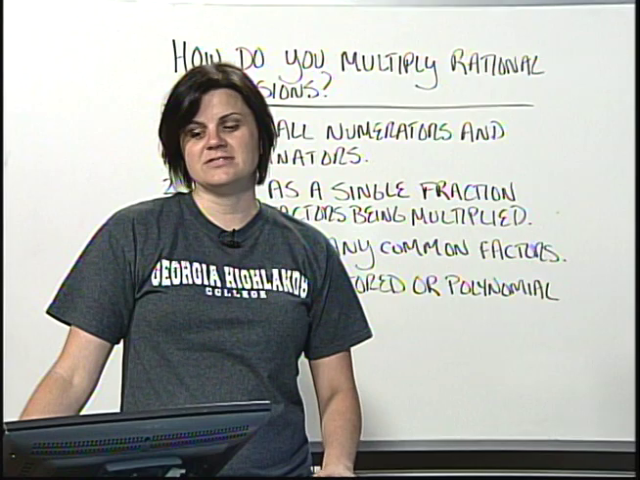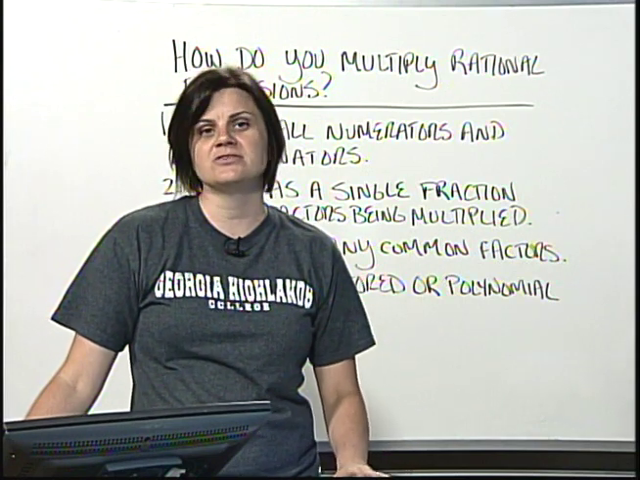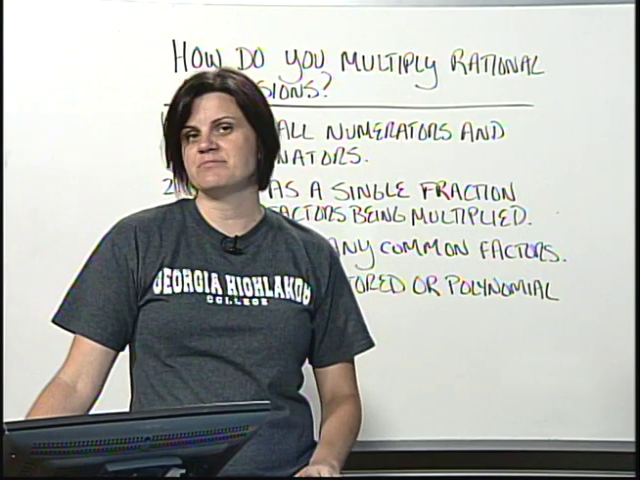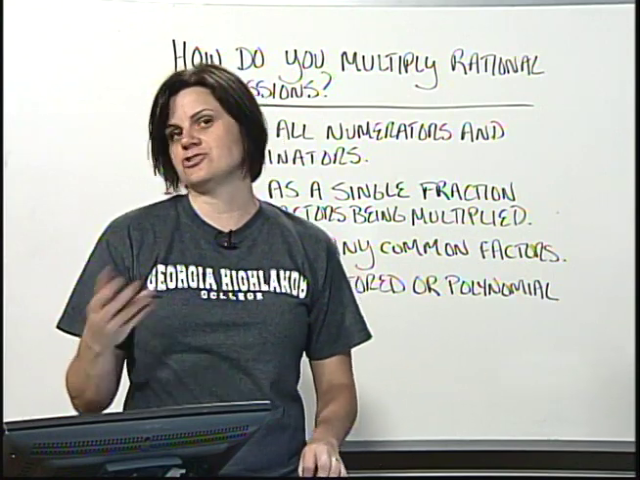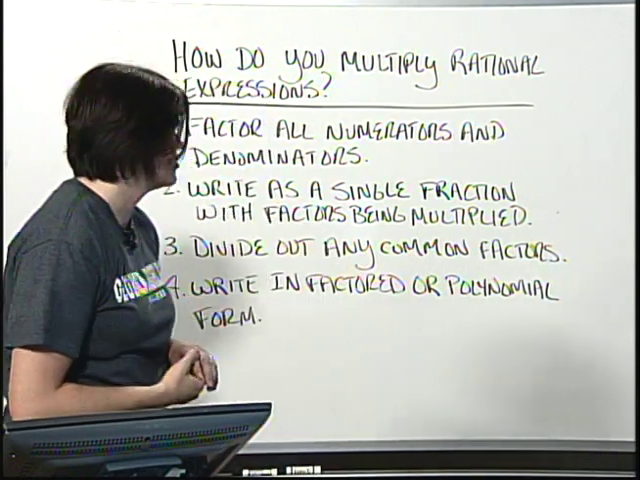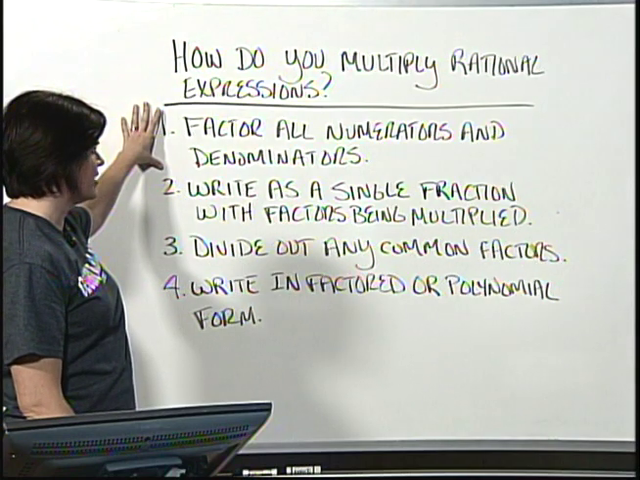So I hope that this has been helpful in understanding how to multiply rational expressions. It's basically the same steps that you take when you multiply just regular old fractions with integers in the numerator and the denominator. So the first thing we did was factored all of the numerators and denominators.